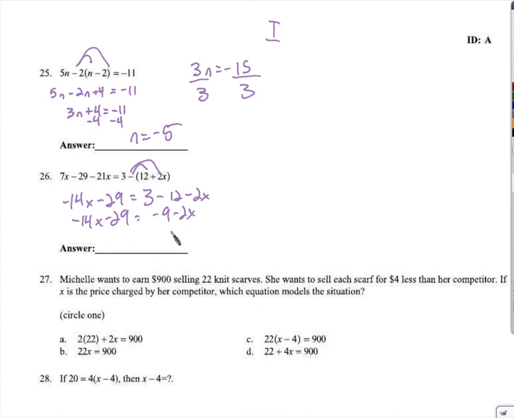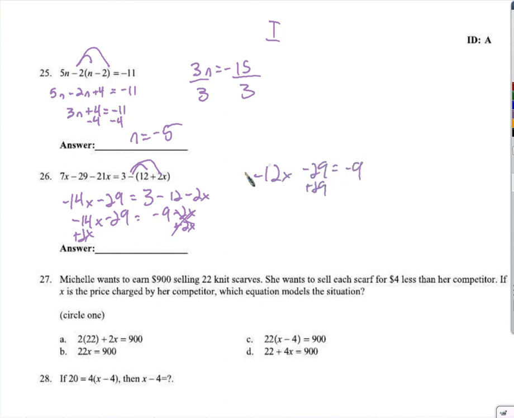Okay. But what do I want to do? I want to not have x terms on this side. What would eliminate this negative 2x? What if I added 2x? Well, if I subtract 2x and I add 2x, it's like I did nothing. They're just canceling each other out. They are eliminating each other. This is 0. Negative 9 plus 0. So do the same thing on the other side. Negative 12x minus 29 equals negative 9.